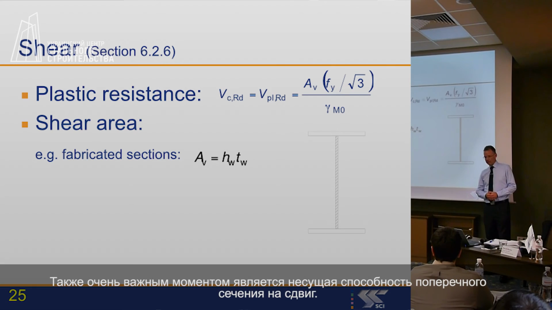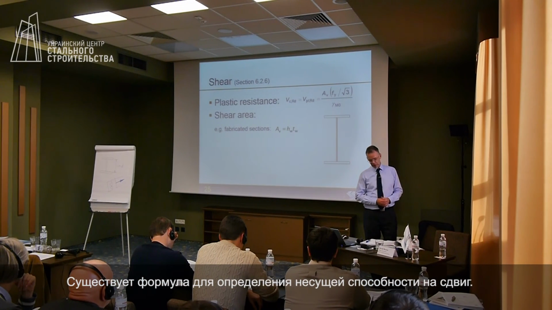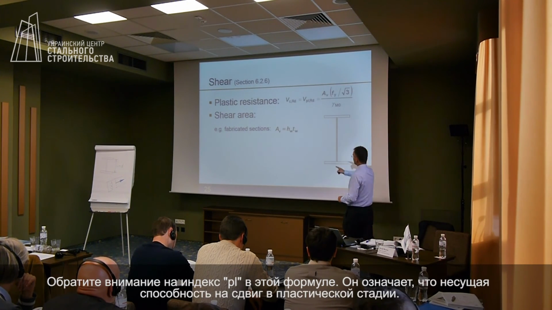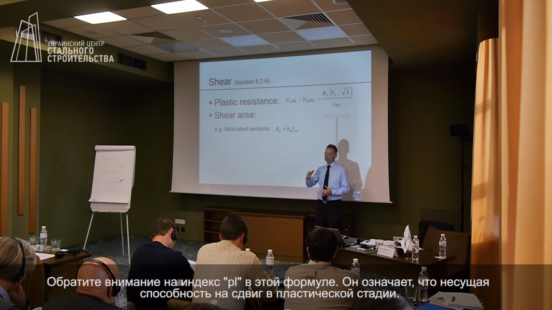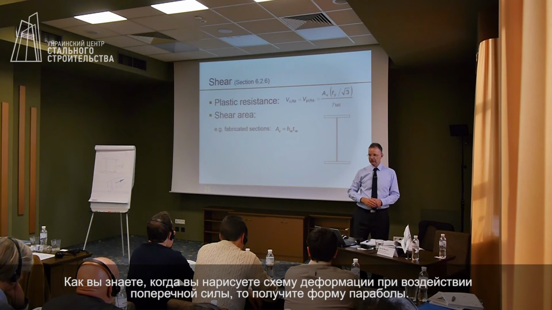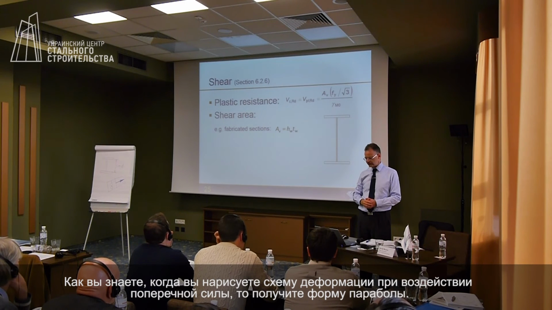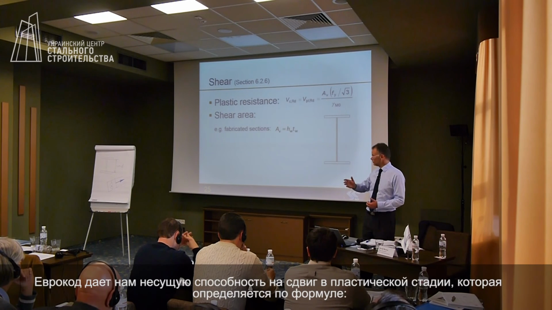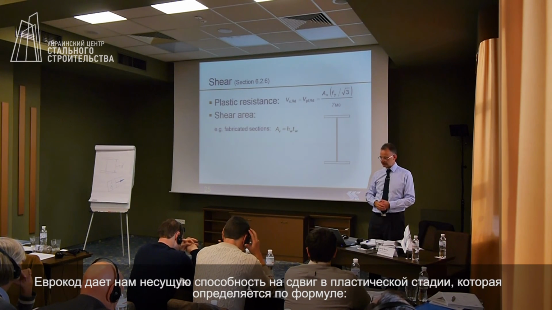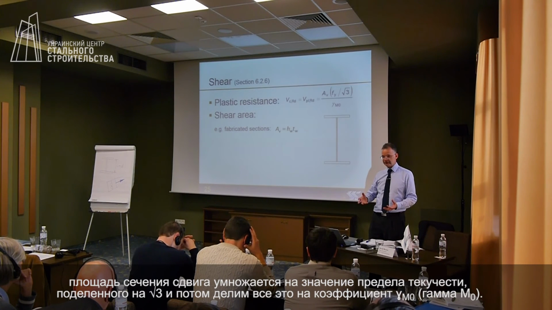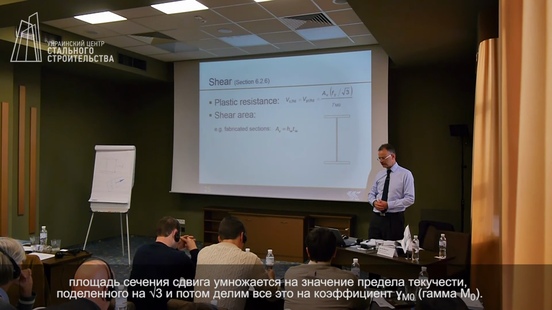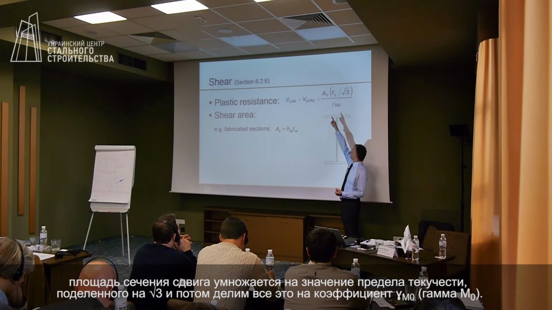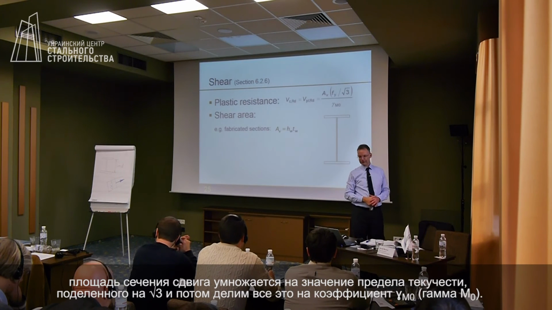Shear resistance may well be important, so there is a formula to calculate the shear resistance. You will notice that the Vpl in this formula is a plastic shear resistance. You know that actually if you drew the shear stress, there is a parabola. Well, the Eurocode is going to give us a plastic shear resistance. So a shear area multiplied by yield divided by √3, and we're in cross-section, so divided by gamma M0.